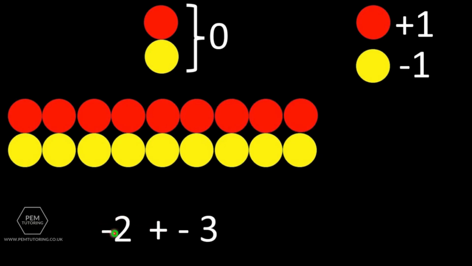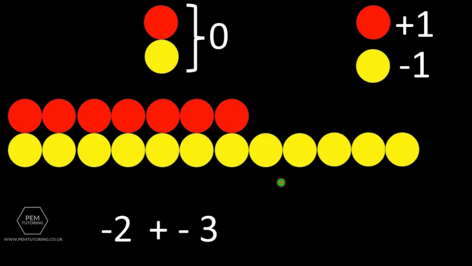Now we have -2 plus -3. So we take away 2 red counters, and then add 3 negative ones, so -3. So we add in -3. That's what that means. So we added another -3, so we added 3 yellow counters.